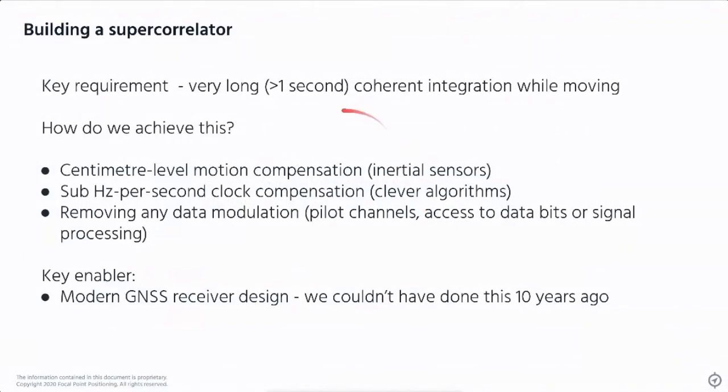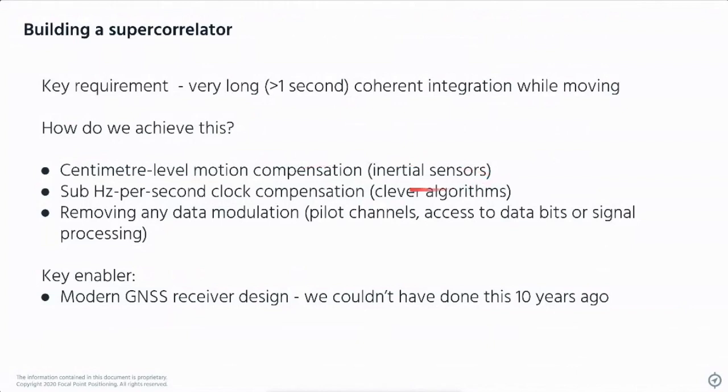It's important to build supercorrelators that are as long as you possibly can. We build ones that are over a second in length. That means we're gathering a second's worth of radio data and turning it into one measurement of the distance to the satellite. To put that into context, normal GPS processing is using about 20 milliseconds of data and then averaging 50 of those very small measurements together every second, whereas we're processing 1 second's worth of radio data in one go. We must compensate for the motion of the receiver during that second to the centimeter, and I'll show you in a moment how we can do that.